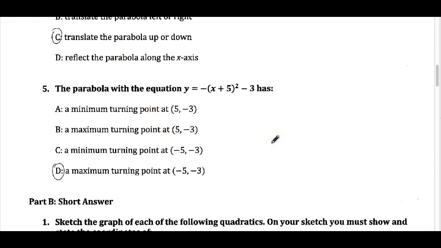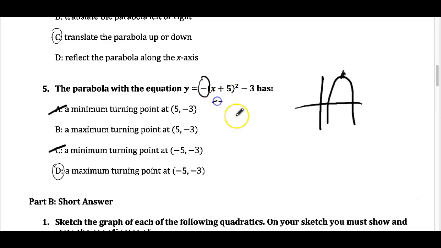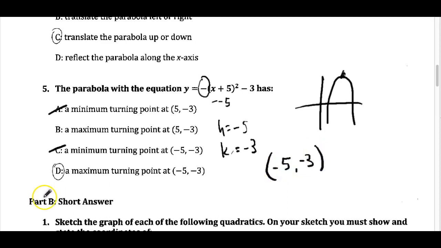All right, the parabola with the equation y equals -(x + 5) squared - 3 has... Okay, so it's a negative parabola, so first of all, it looks like that. When your turning point is up there, it's a maximum, so I can eliminate A and I can eliminate C. Now my turning point is at (h, k). In this equation, remember, if you see a plus, just replace it with two negatives. So that means h equals -5 and k is -3. So your turning point is -5, -3. So your answer there is D.